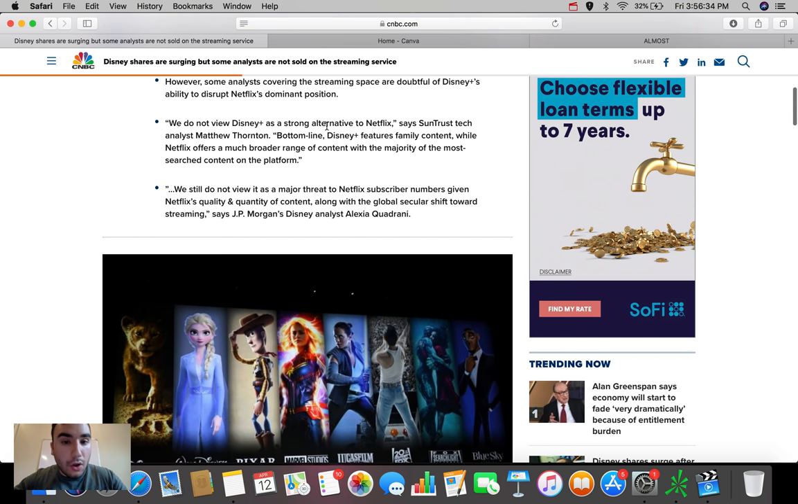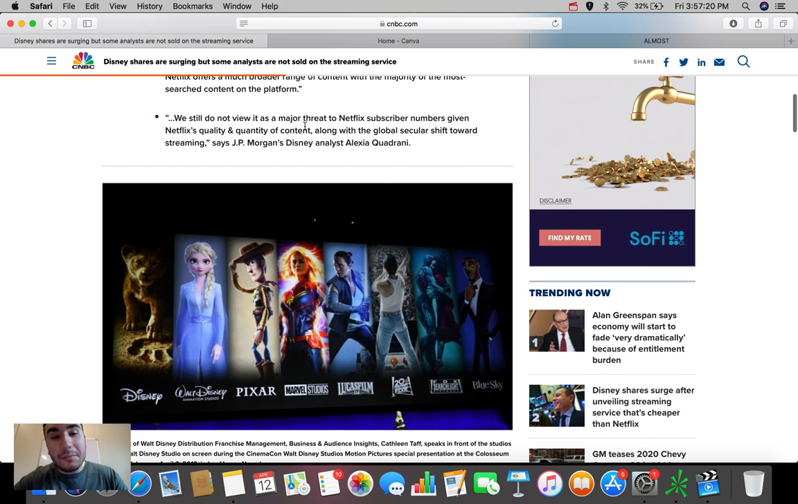We do not view Disney as a strong alternative to Netflix, says SunTrust Tech analyst Matthew Thornton. Bottom line, Disney Plus features family content, while Netflix offers a much broader range of content with the majority of the most searched content on the platform. And this is something that I have to agree with, guys. I've done my research on the Disney platform. I know myself that it is mostly a family-friendly space. So there might not be a lot of those action thriller movies, gory movies that a lot of people like to watch, which are on Netflix, which really can deter people from going to Disney and really stick to Netflix, right? So this is something that really could keep people on the Netflix platform.